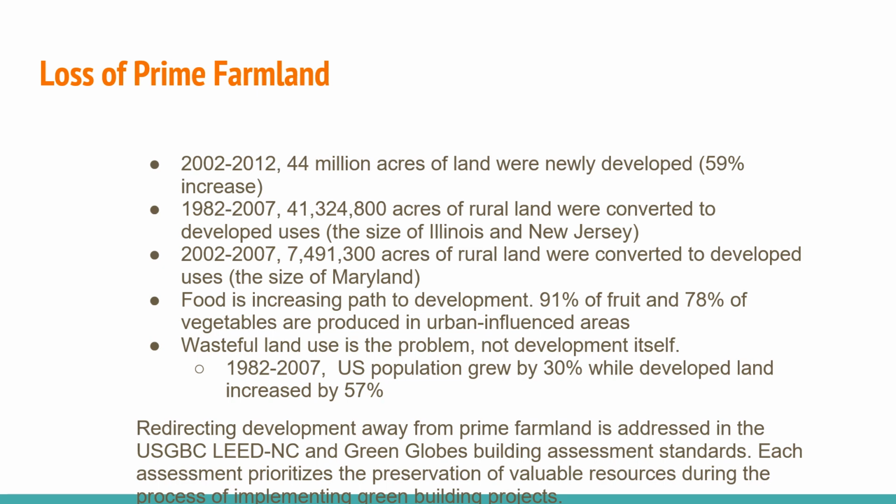Redirecting development away from prime farmland is addressed in the U.S. Green Building Council LEED New Construction and Green Globe Building Assessment Standards each, and they both utilize the preservation of valuable resources during this process. So it's important that we preserve this prime farmland.